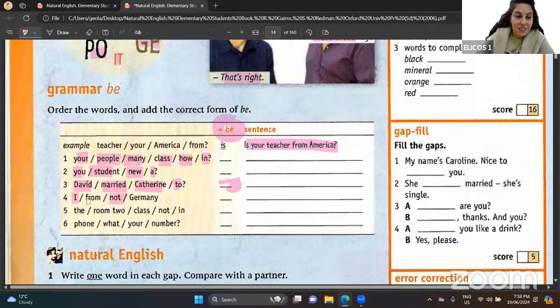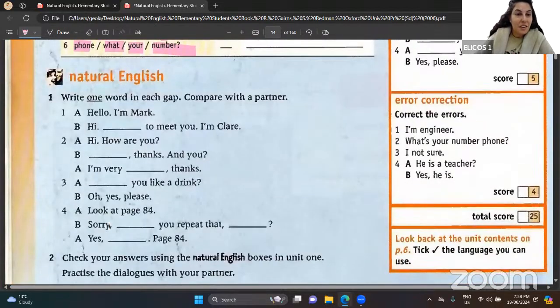I'm not from Germany. Yeah, the class is not in room 2. What is your phone number? Good. What is your phone number? So make sure you added that verb to be. Remember, am, is, are. Okay, we have a conversation here.